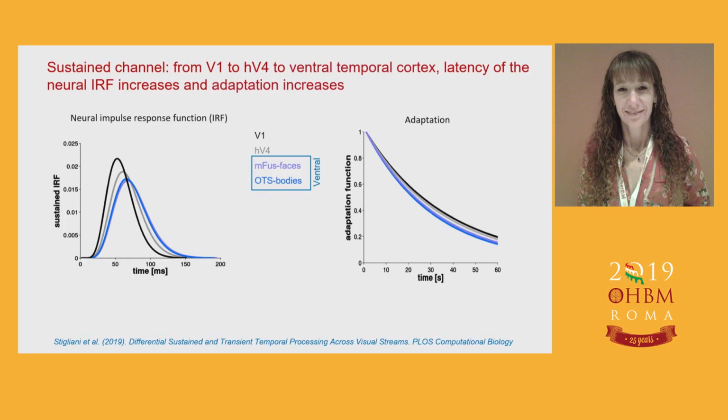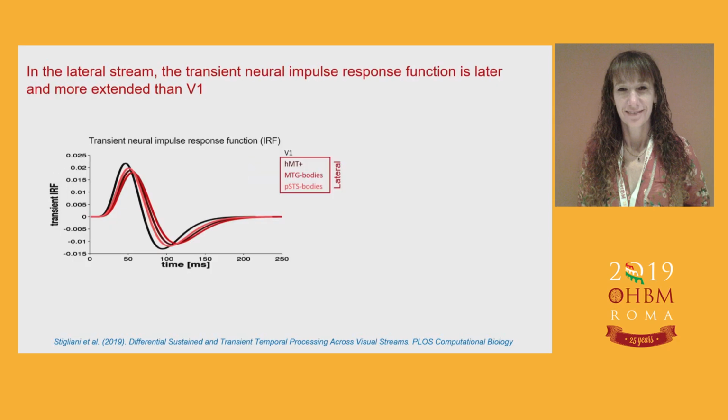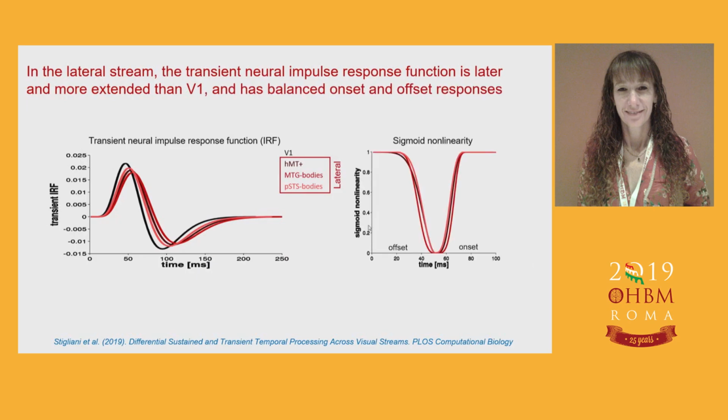If we look at the transient channel, we can see that also higher level regions in the lateral stream have a more delayed transient response compared to V1. And these regions actually show similar onset and offset nonlinearities, suggesting that they equally contribute to the signal.